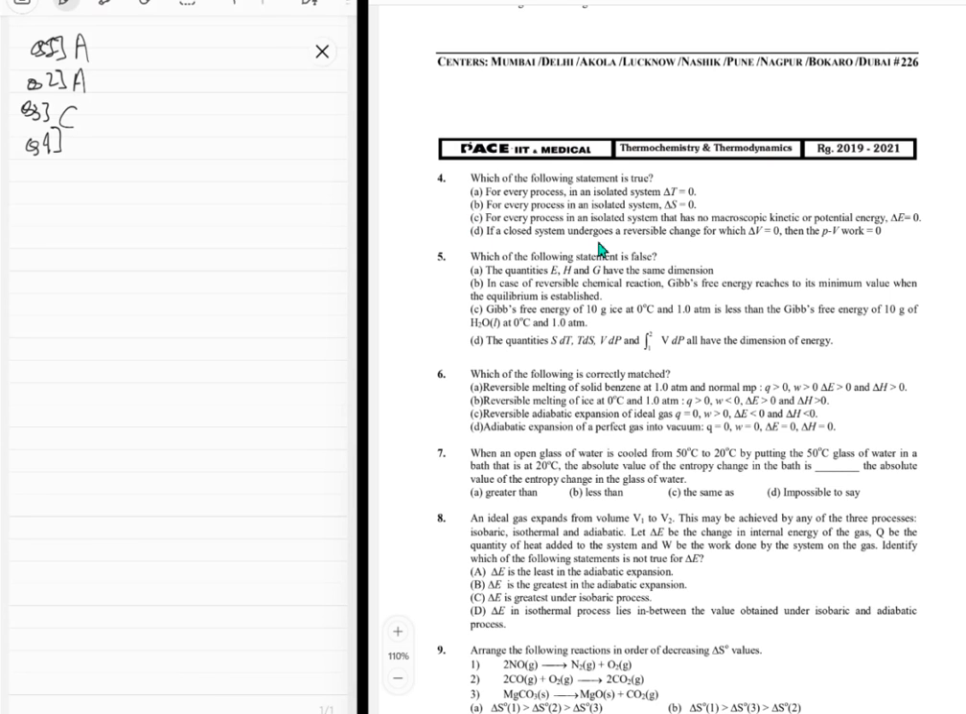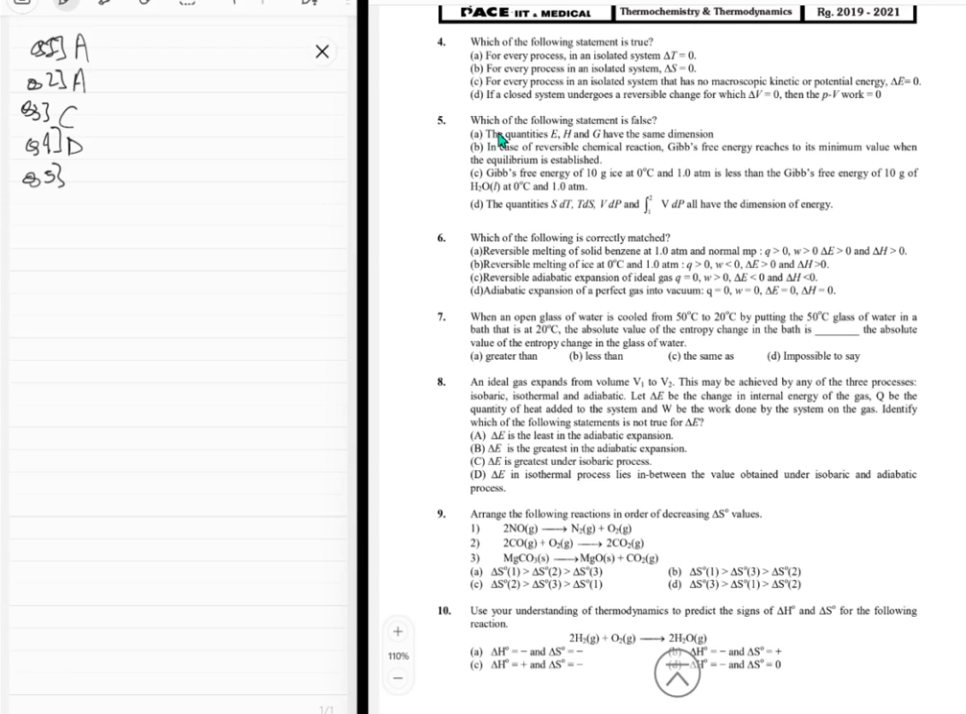If a closed system undergoes a reversible change for which delta V equals 0, then PV work is 0. Yes, D is very true, right? The following statement is false: the quantities E, H, and G have the same dimension. Yeah, it's energy. This is also energy. This is also energy. So yes, this is true, so this is not false.